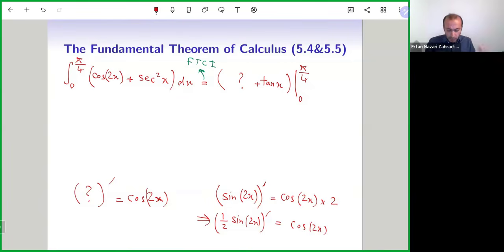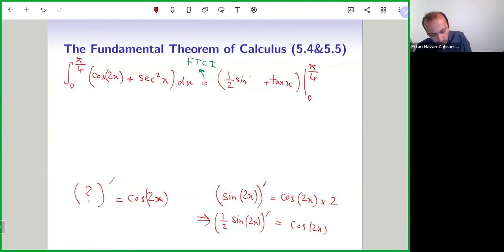So I found my answer. I wanted a question mark such that its derivative is cos 2x. Why? Because I have cos 2x, and I want to find its antiderivative. So I found the antiderivative: cos 2x is the derivative of this thing. So that's the antiderivative of cos 2x. Let me write it in the parenthesis above: half of sine 2x. Now, the final step is just evaluating.